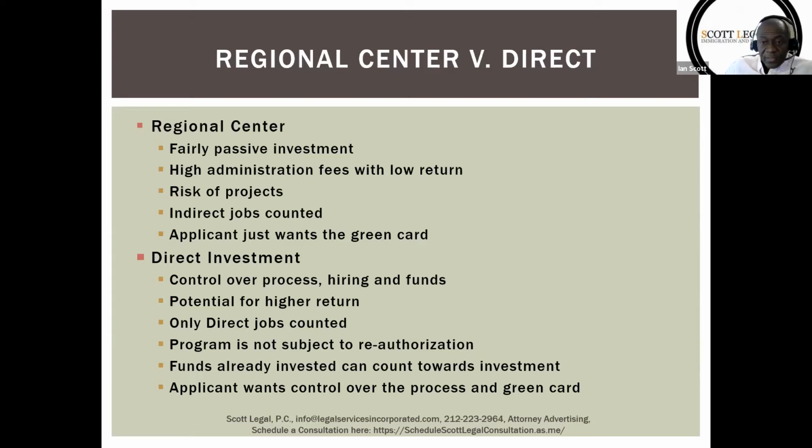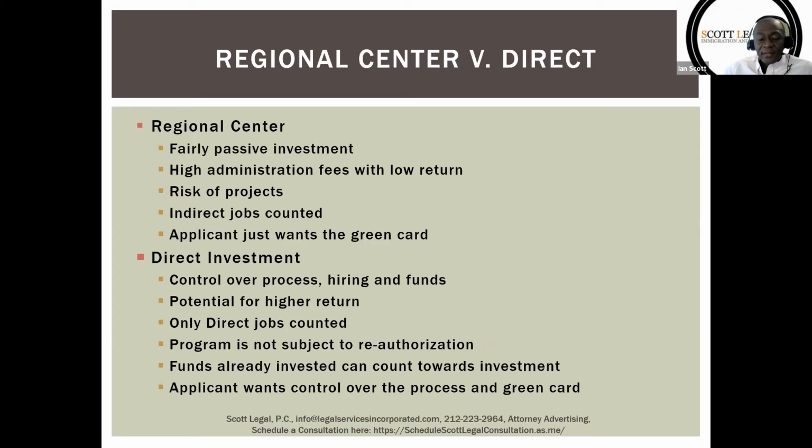And if the company went bankrupt, or the company didn't create the jobs, or if the corporate documents said that they keep the money, whatever risk is associated with any investment. If you invest in the stock market, you could lose all of your money, right? So this is similar. The other difference between regional center and direct investment is in the second component.